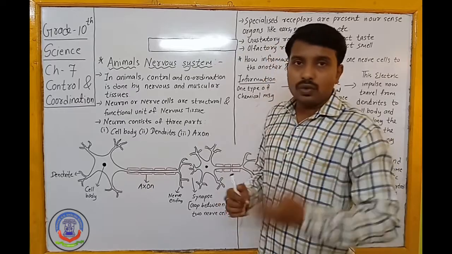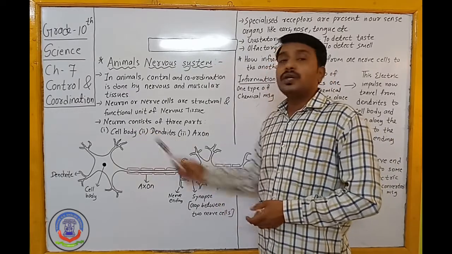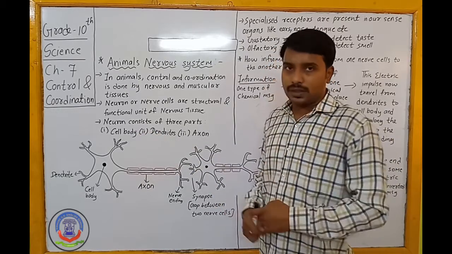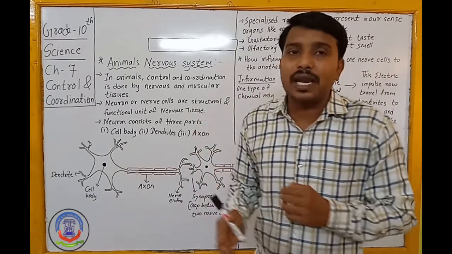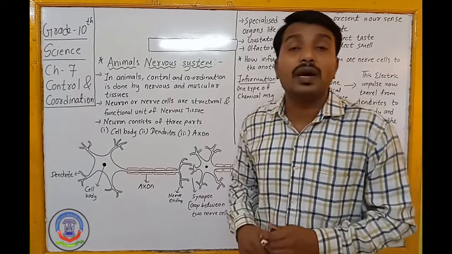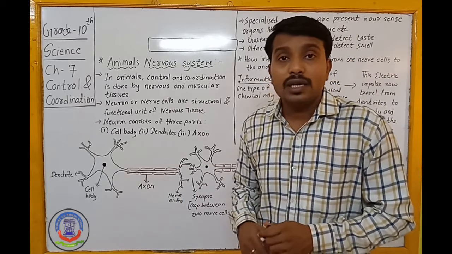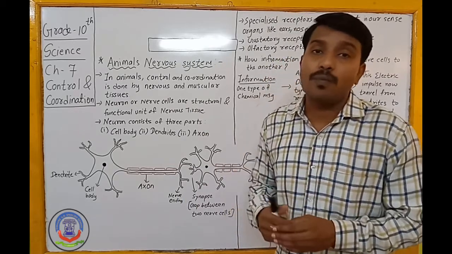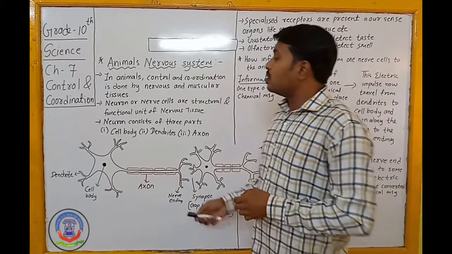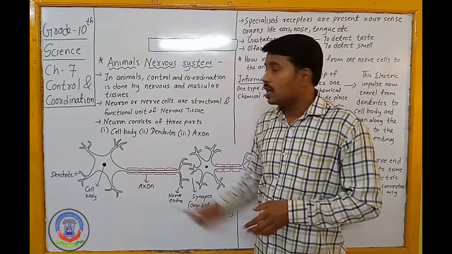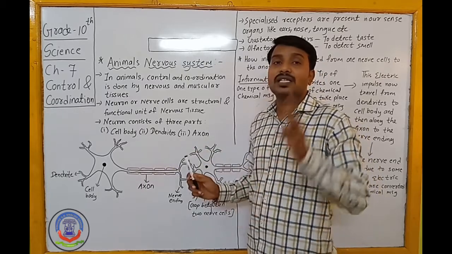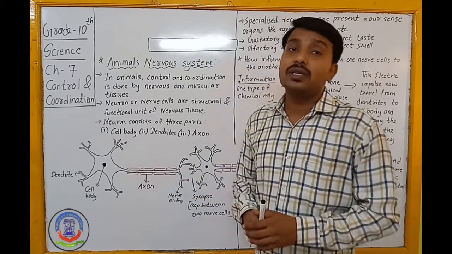So let's do that. The neuron, or nerve cell, has three parts. Nerve cells are the longest cells of the human body, which we also learned in 9th standard. It's the longest cell possessed by our body. And that nerve cell has three parts: cell body, dendrites and axon.